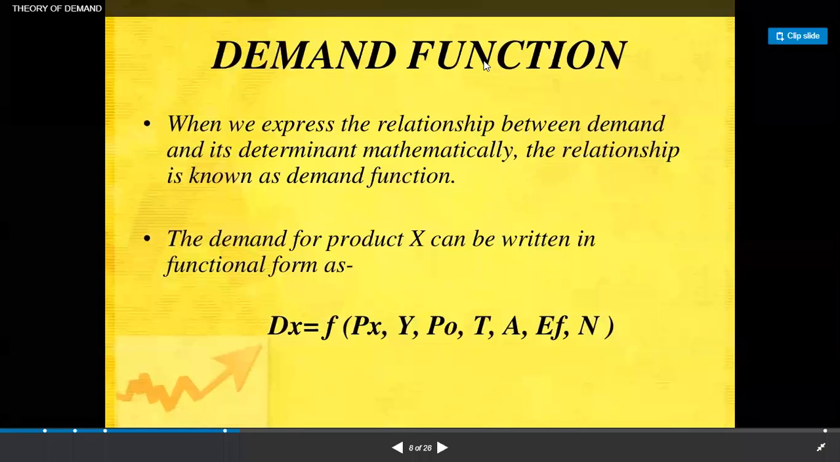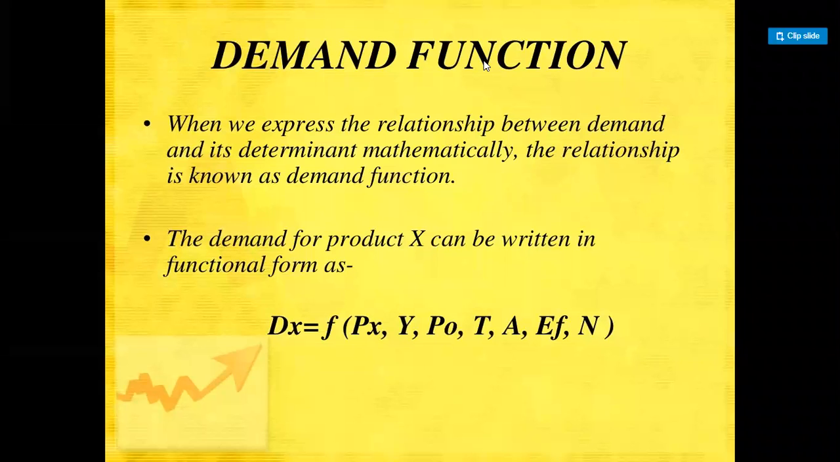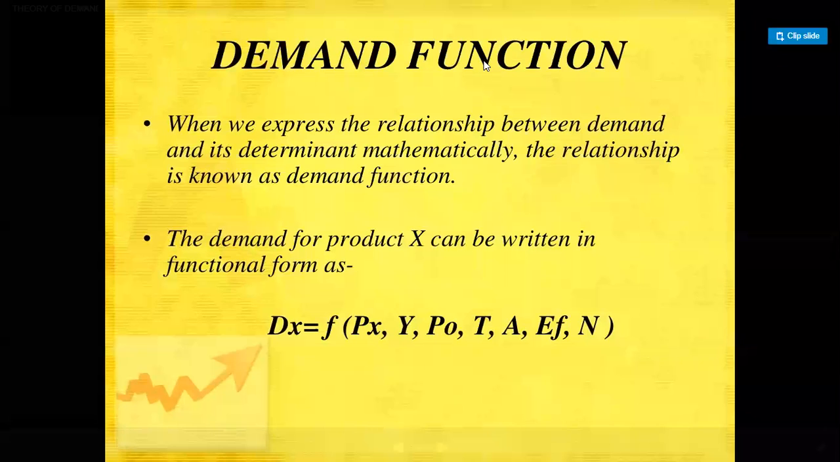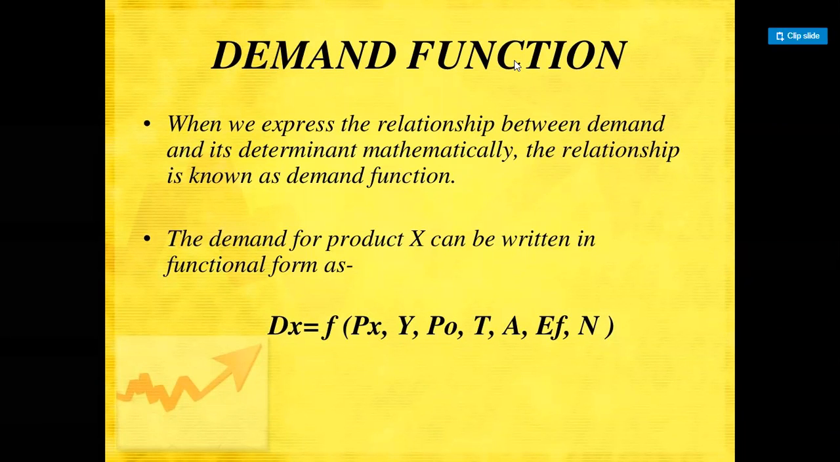So before starting, we can discuss the demand function. I explained to you what demand is and what the determinants of demand are. Now we will discuss the demand function. Demand function shows the relationship between the quantity demanded for a particular commodity and the factors influencing it.